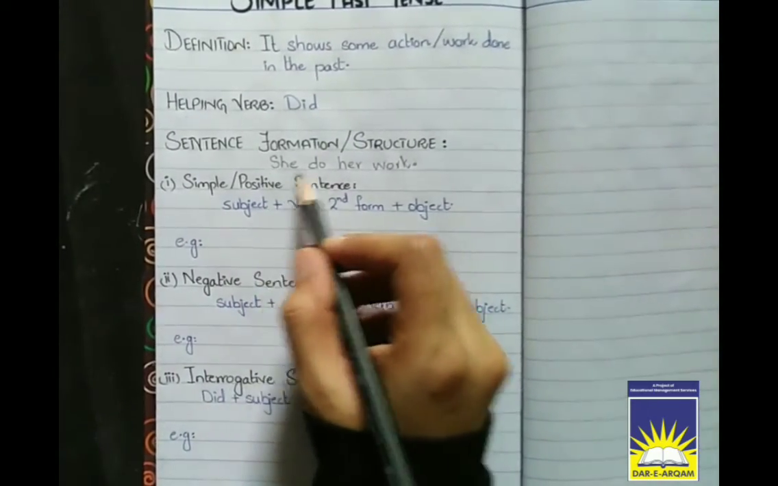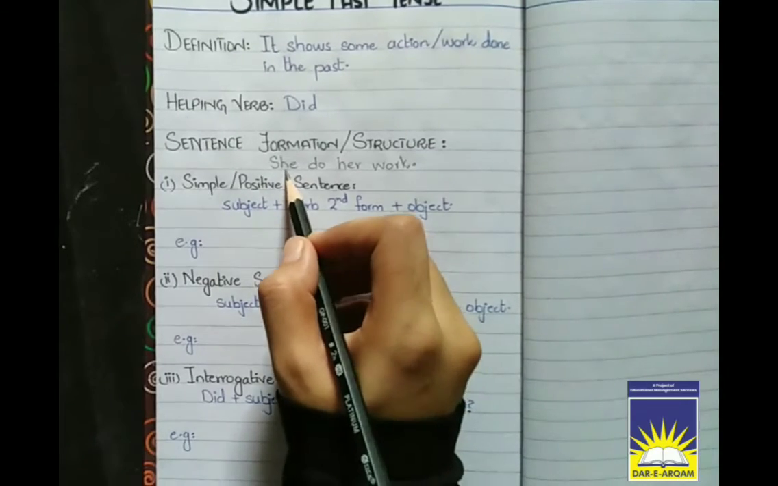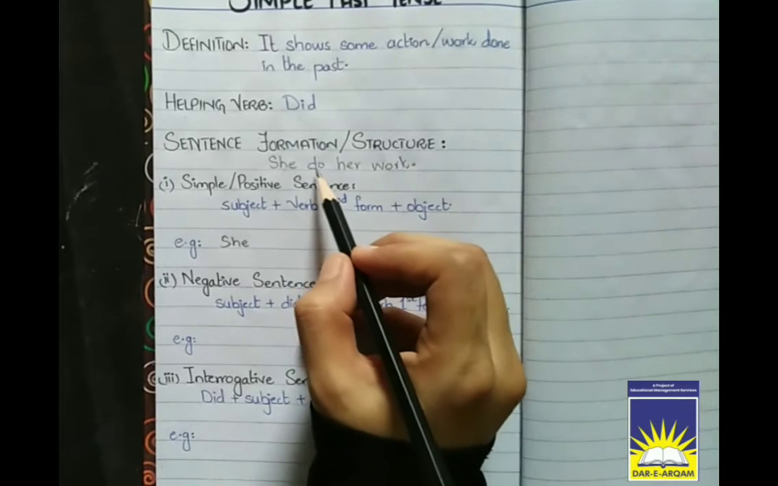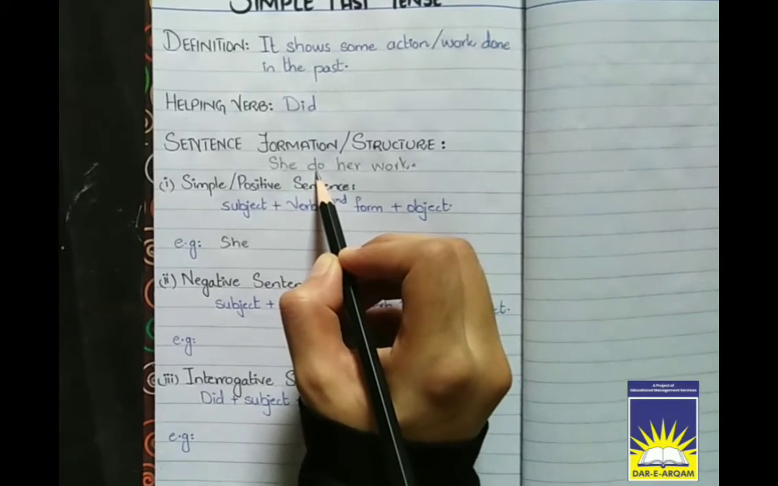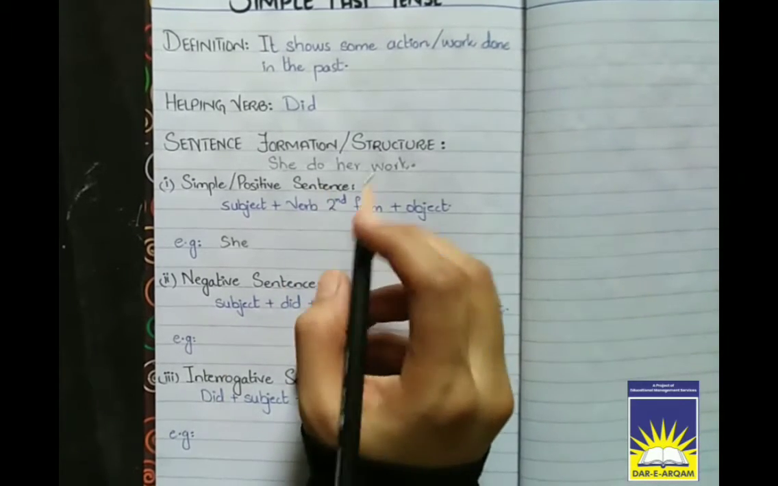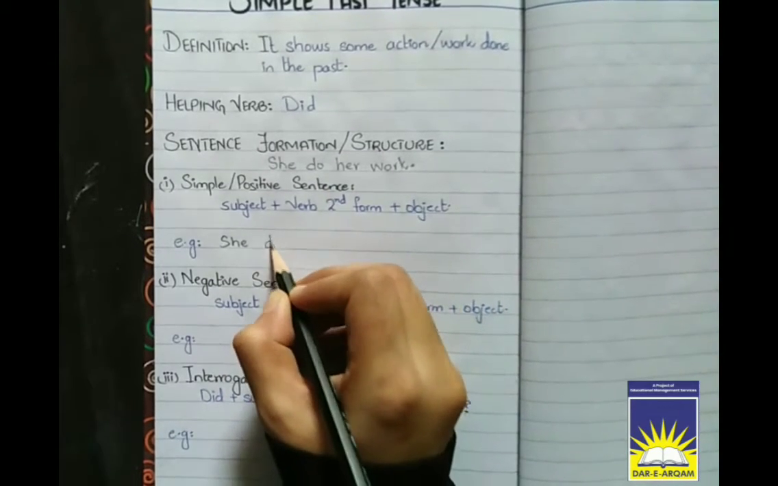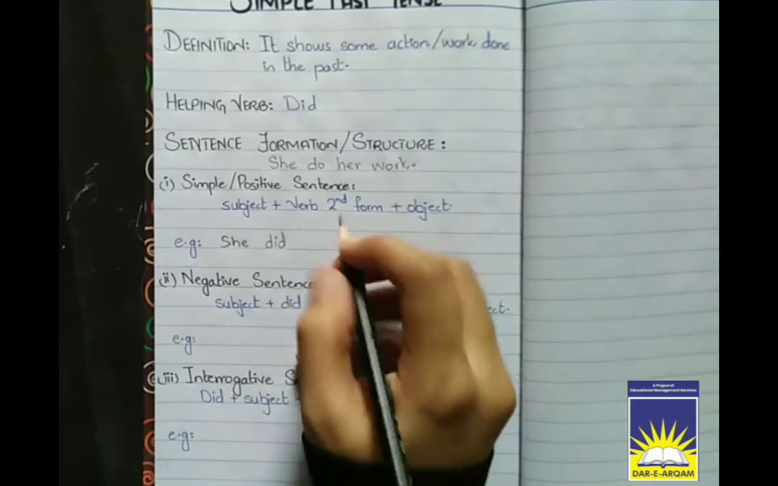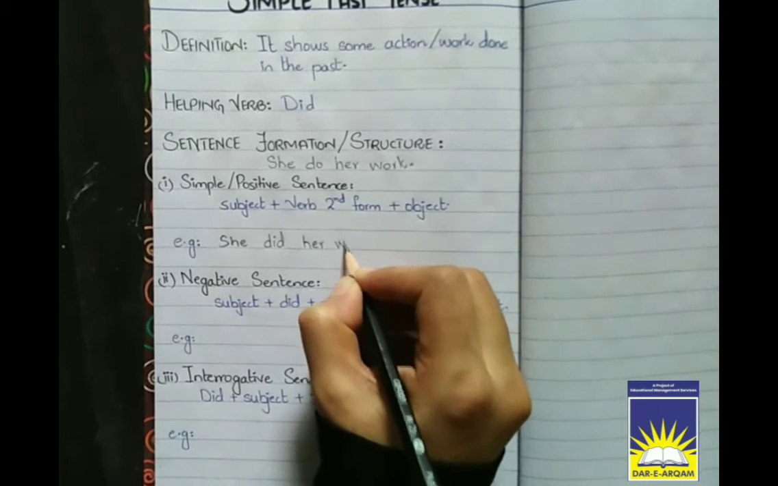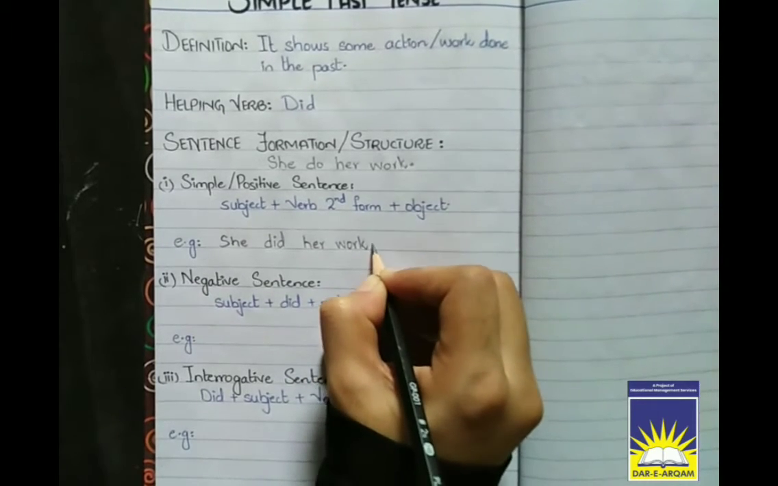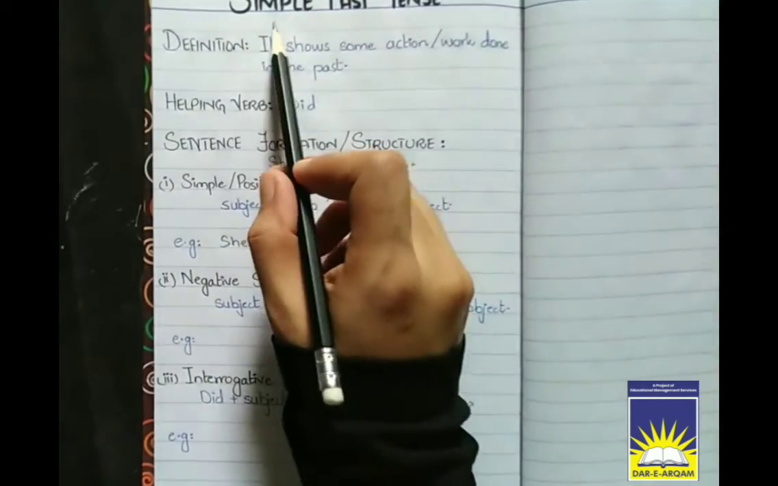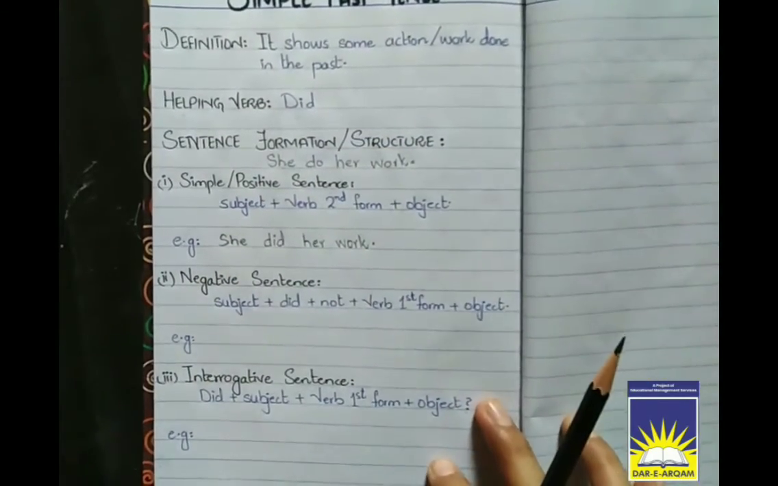Now what is the subject in this sentence? She. Very good. She. Then verb. Here is the first form of verb, do. I have to write second form. So what is the second form of do? Very good. Did. She did. Then the rest of the sentence or object will come in the last and full stop. So this is our simple positive sentence of simple past tense. Let's move on further.